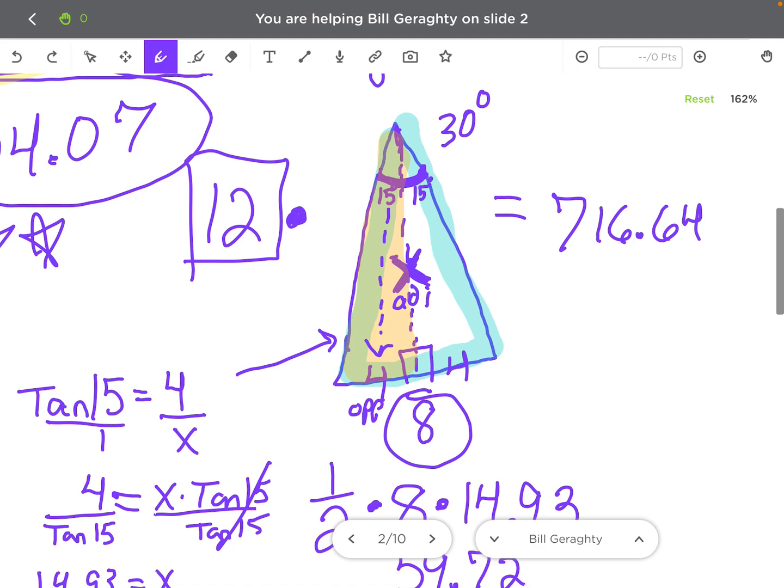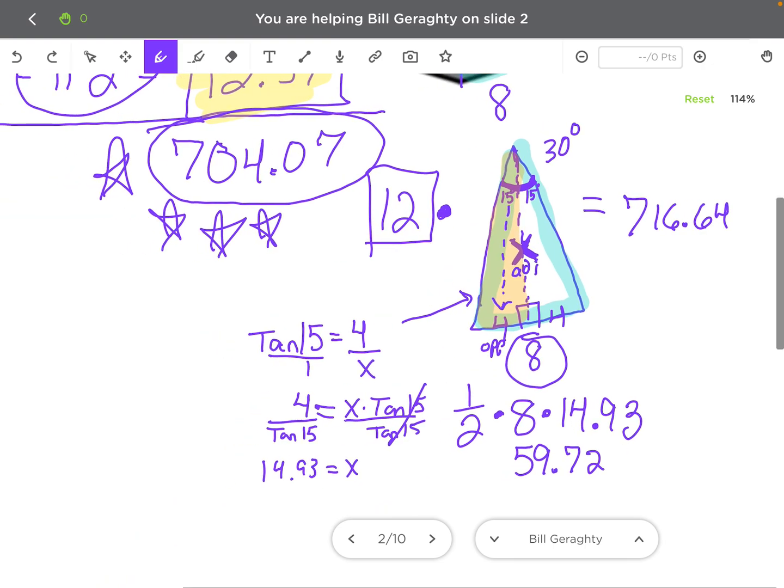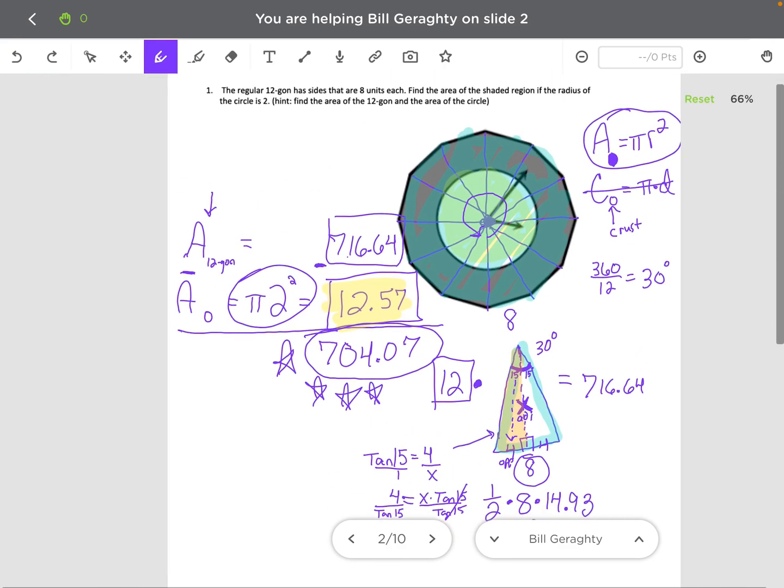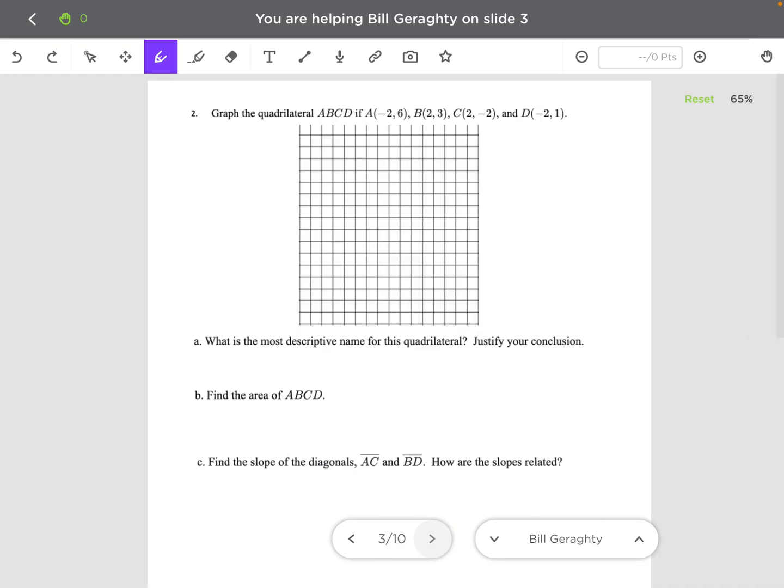We split it in half. We also split that base of 8 in half, and then we used trig to find the height. Okay, the height ended up being about 14.9. So the area of the triangle is 1/2 the base times the height. And again, there were 12 of those triangles. Okay, and then the area of a circle is pi r squared.